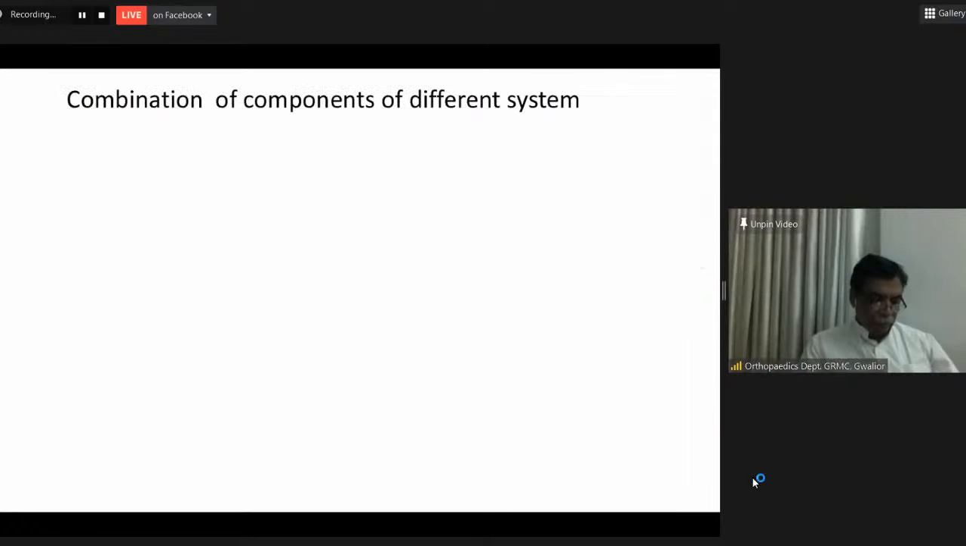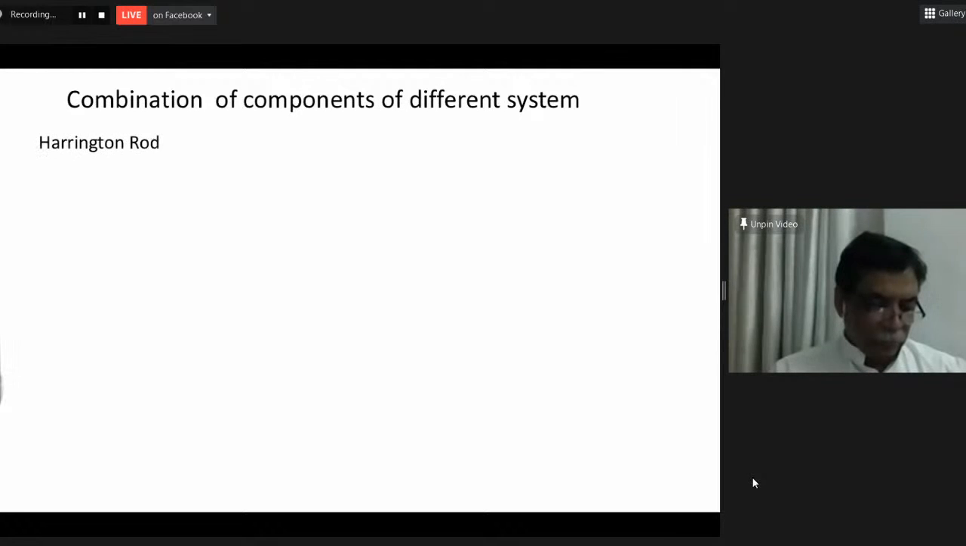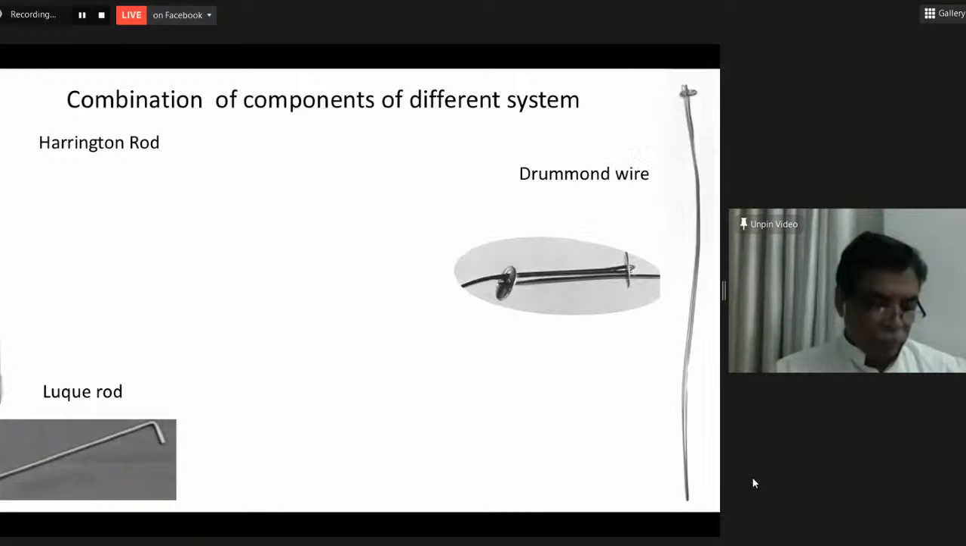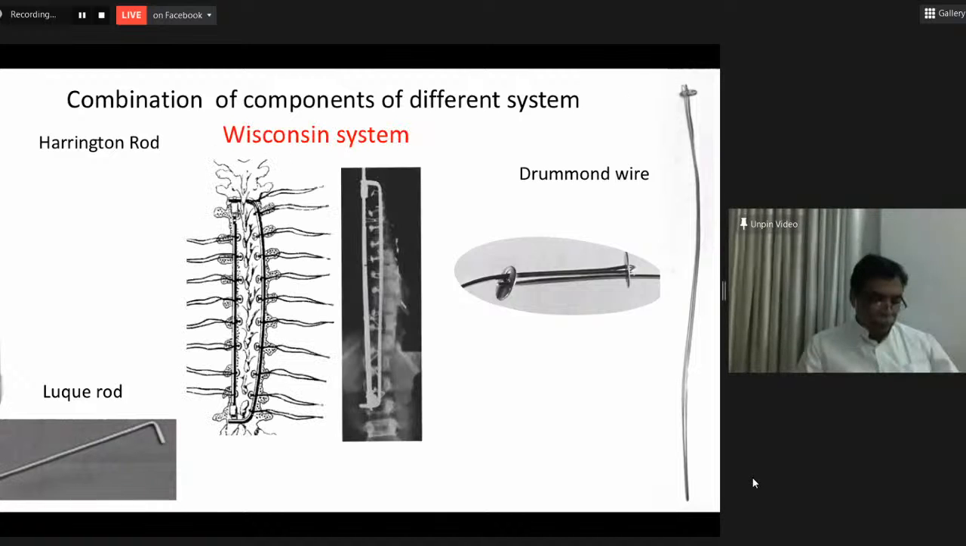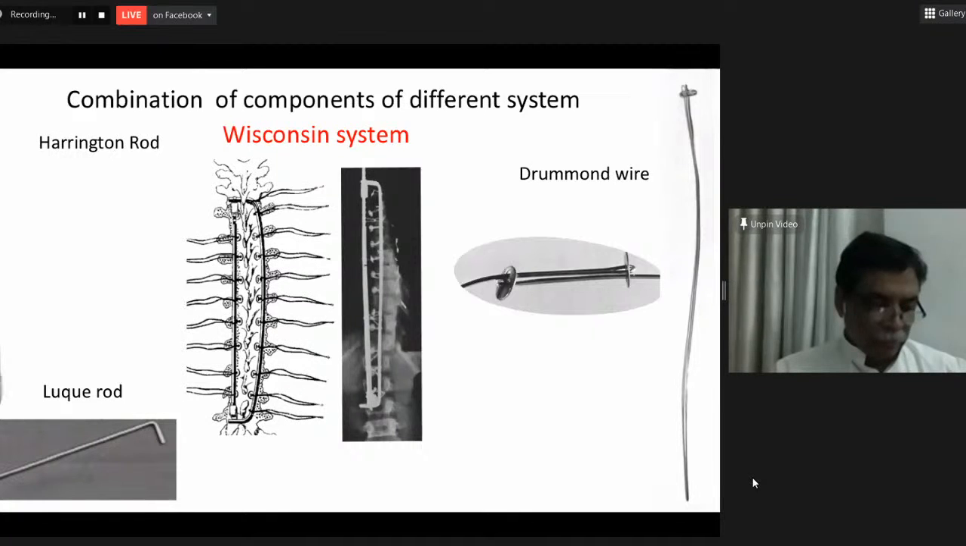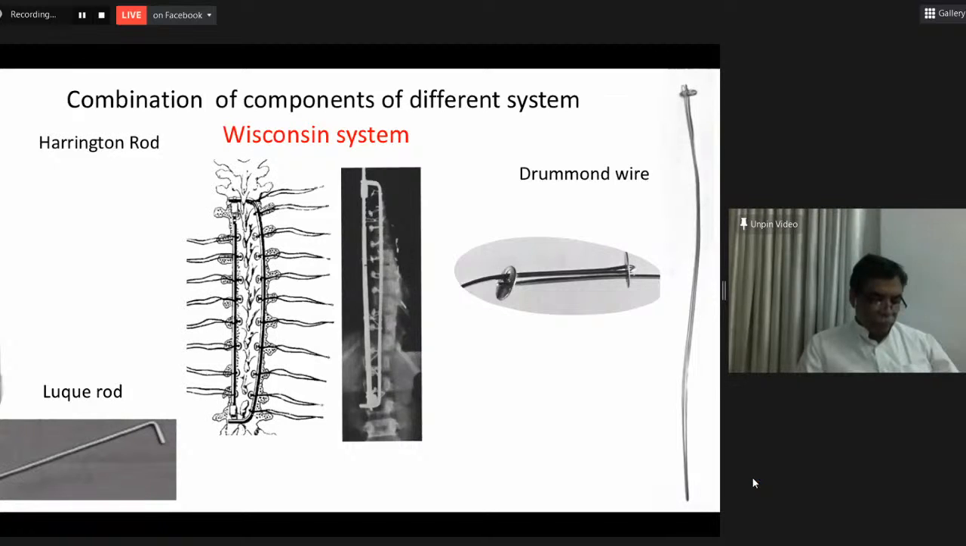There may be a combination of components of different systems. Like there is one system I'm just going to tell about, that initially the Harrington rod was developed, then the Luque rod came in between, and there was a Drummond wire. So a person combined all these things, and it became the Wisconsin system. So what is there in the Wisconsin system? There is a Harrington rod, and this Luque rod was also curved on the upper side, so as to make it like a C. And then this Drummond wire was tied to the base of the spinous process. So there may be a system where there is a combination of components of different systems.